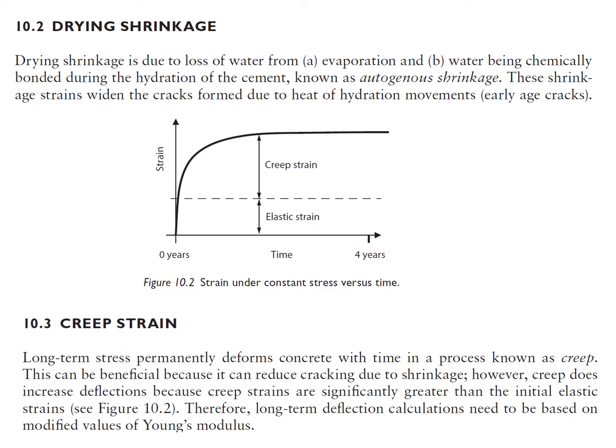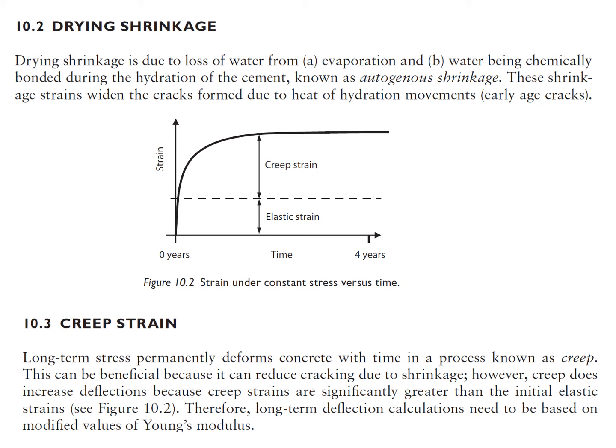So the initial crack pattern widens due to drying shrinkage. Drying shrinkage is due to the loss of water from evaporation, but also water being chemically bonded during the hydration of the cement. That's the process known as autogenous shrinkage. These shrinkage strains widen the cracks formed due to heat of hydration, cracks that are known as the early age cracks.